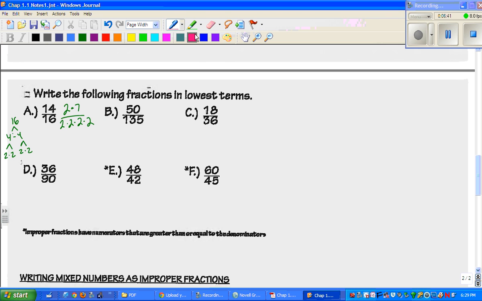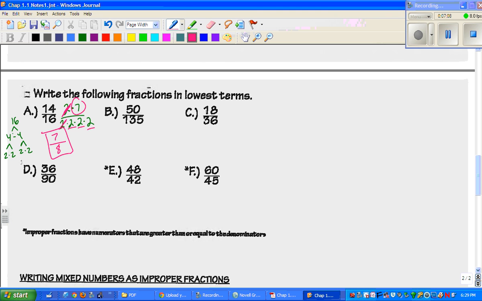Now, what we can do is we can cross out, if something's on the top, we can cross it out on the bottom. Okay? And so we're left with 7 on the top, and 2 times 2 times 2, what's that? Hopefully you're not saying 6. Good, it's 8. Okay.